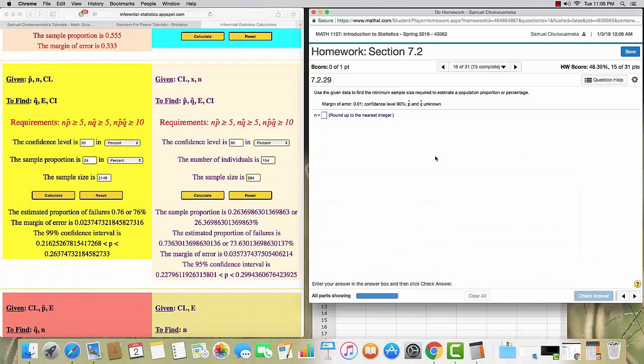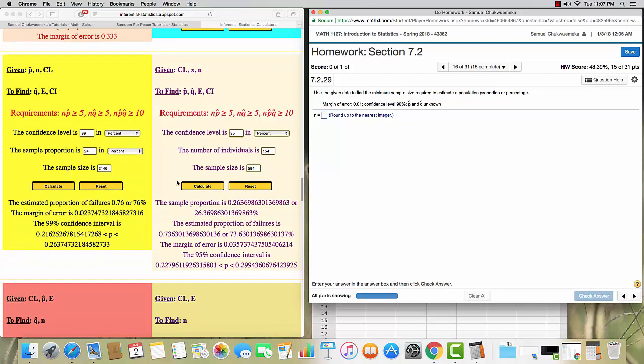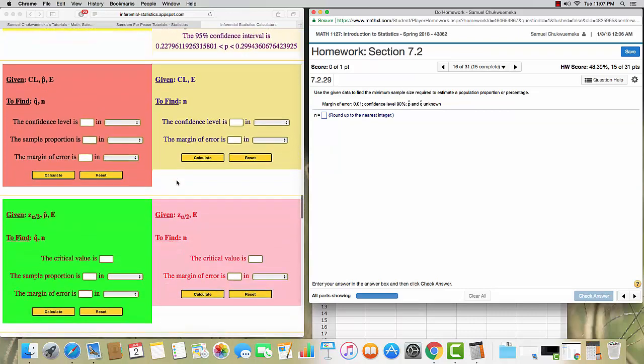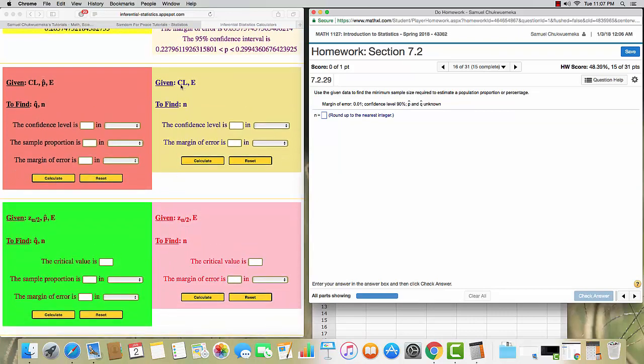Use the given data to find the minimum sample size required to estimate a population proportion or percentage. So they want us to find the sample size. They gave us the margin of error, E, and they gave us the confidence level, 90%, CL. So you see that they gave us the confidence level and the margin of error.